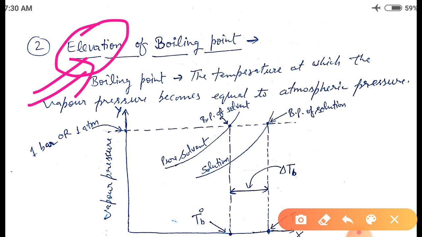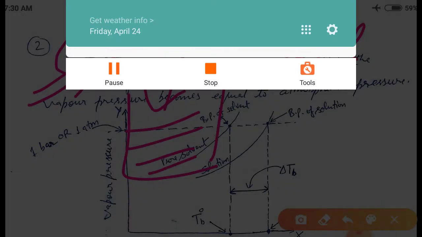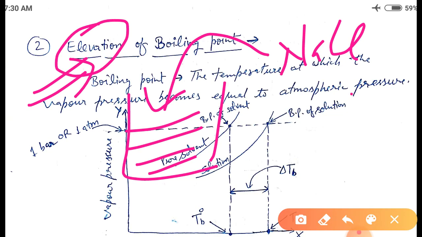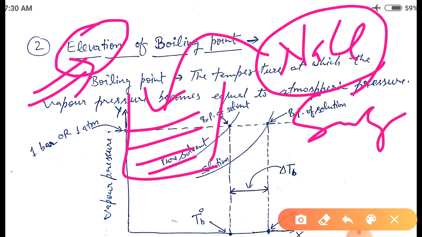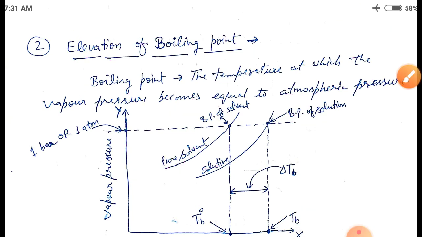This boiling point increases when any solute is added to water, like NaCl or any other solute, or sugar. Then the boiling point of water increases. That increase in the boiling point is known as the elevation. Got it? We can understand this through the graph.